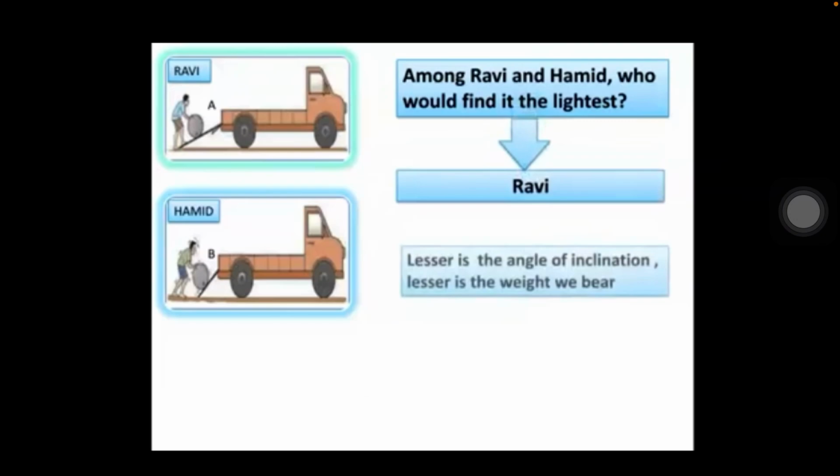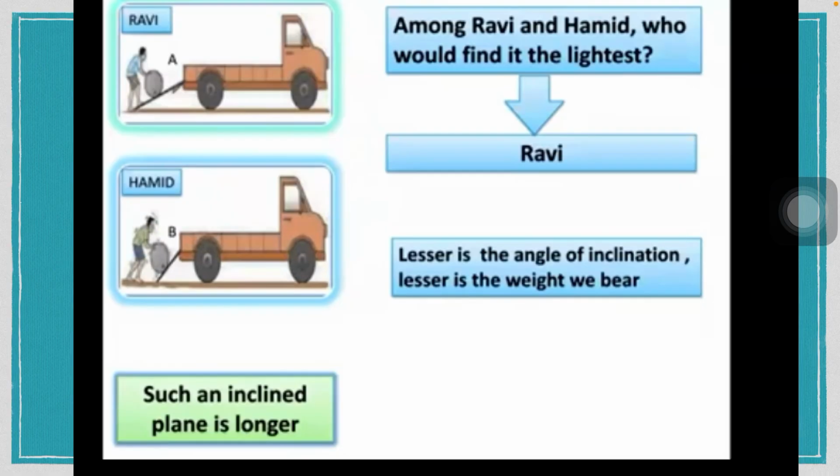Now, among Ravi and Hamid, who would find it the lightest? Yes, Ravi, because the lesser the angle of inclination, the lesser the weight we bear. Such an inclined plane is longer.